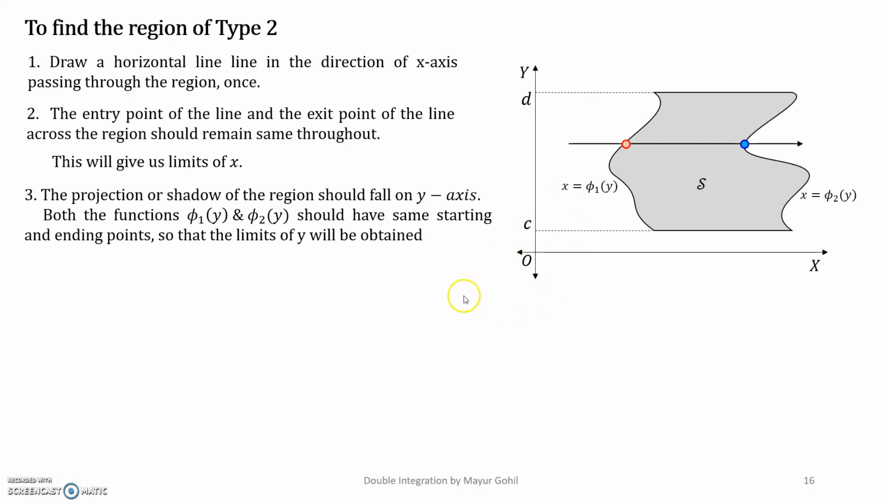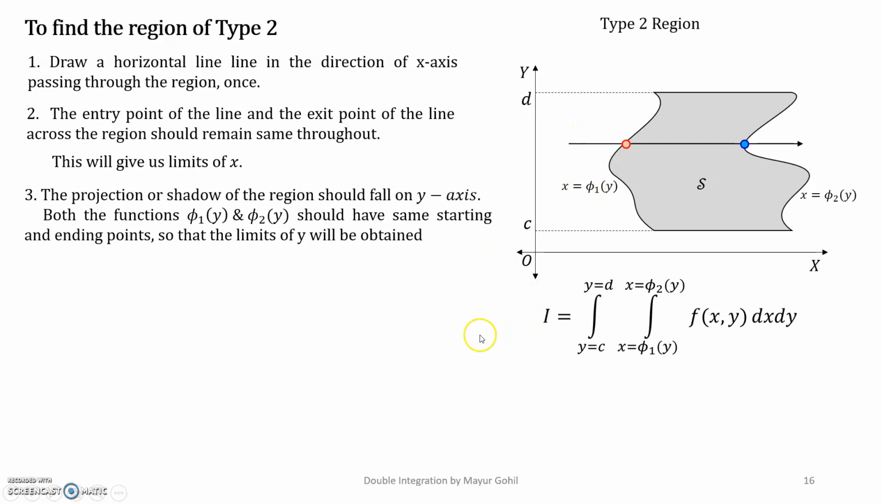So the integral that gets associated to this is I equals the double integral of f of x comma y dx dy, where x goes from phi1 of y to phi2 of y, all right, phi1 of y and phi2 of y, and the limits of y will be y equals c to y equals d. So such a region is a type 2 region.